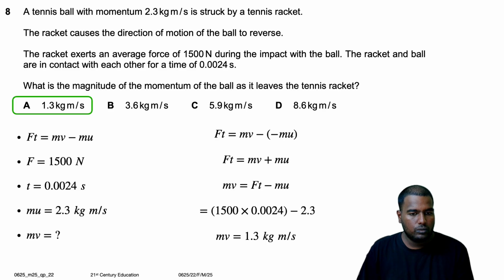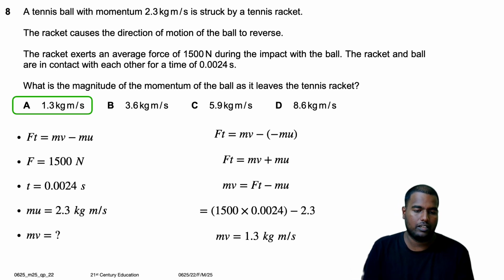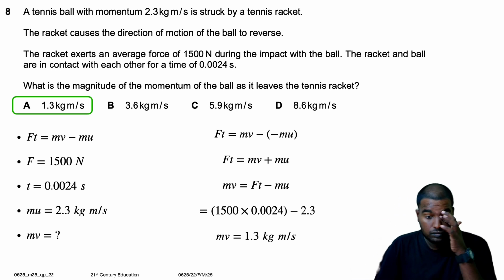And if we want to take mv as negative, we can do that. But if we consider mv in the negative direction, then we have to take the force also negative, because the final momentum and the force are in the same direction. The bat's exerted force is in the same direction as the ball going. So if we take v as negative, we have to take F also negative. That's what we have to do.